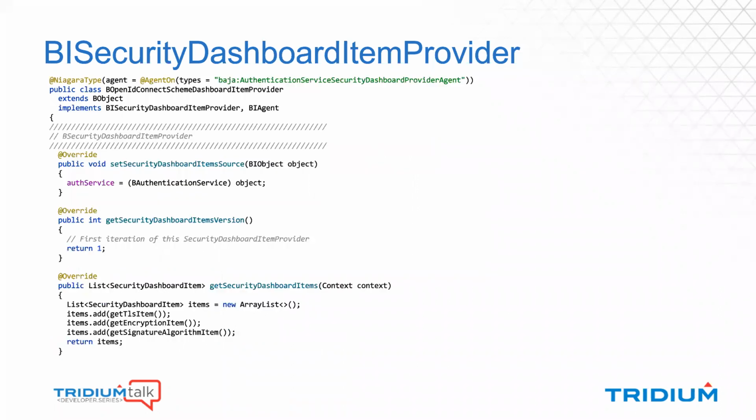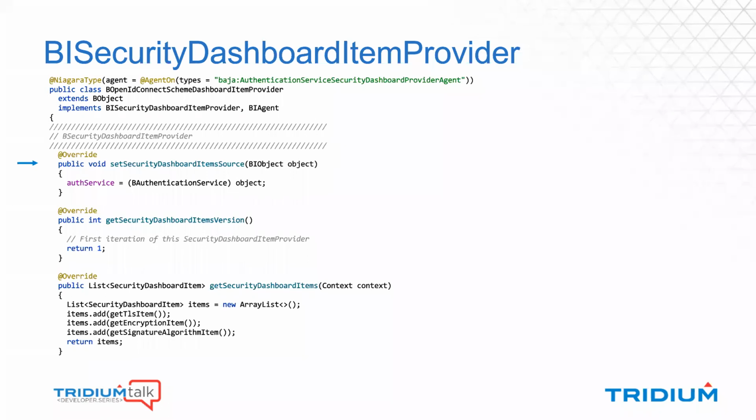The first thing to notice is that I've created a new class for this, which I've called OpenID Connect Scheme Dashboard Item Provider. And it implements BISecurityDashboardItemProvider and BIAgent. Next, we've got our setSecurityDashboardItemSource.